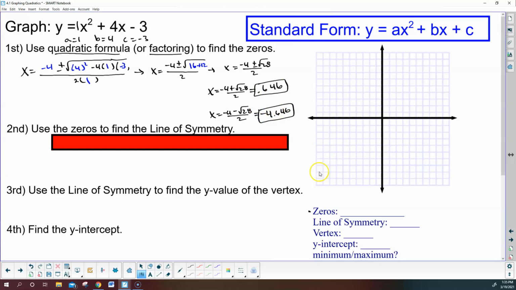And that's not great, right? I don't love those, but that's what happens. Numbers aren't always perfect, but I can plot them. Those are my zeros. So I would go over 0.6, which is right about there. And then the other one is going over negative 4.646. So we're going to estimate 1, 2, 3, 4. That might put us right there. So I've got my two zeros.